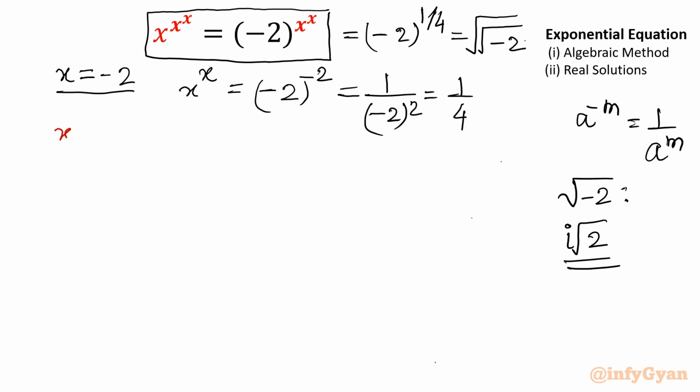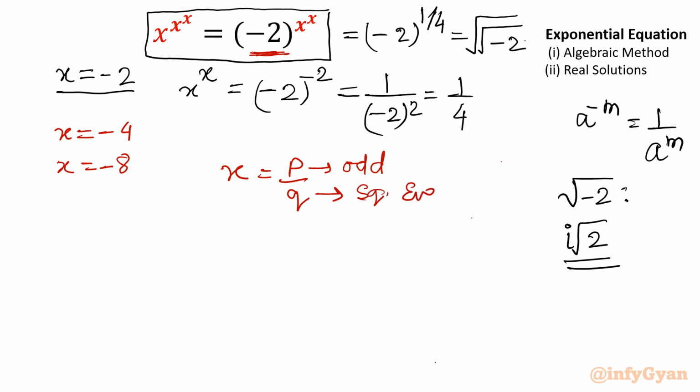See, in a second case I can take x = -4. The same thing will happen: (-2) raised to the power 1/16, which will again be a complex number. The same for x = -8. In general, if x = p/q, where the denominator q is even and p is odd, then -2 stays as the base, and q even means square root, square root, square root. So in that case you will always get the square root of a negative number, a complex solution for sure. So there will be infinite complex solutions. We are talking about real solutions only.